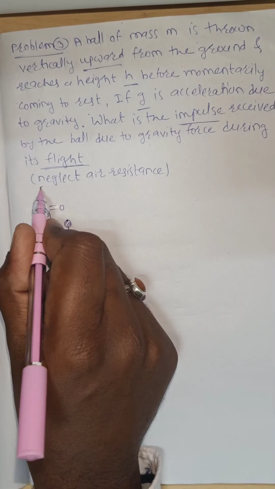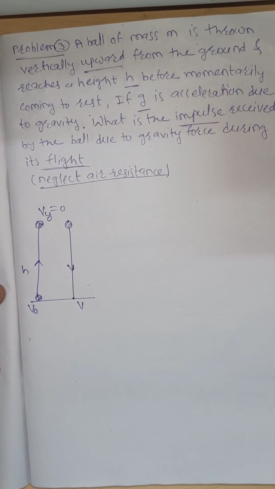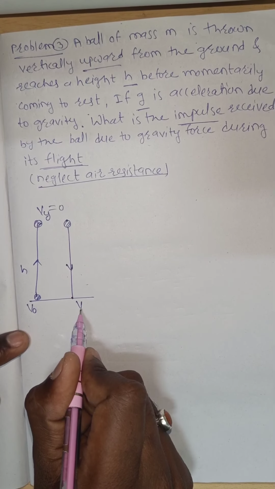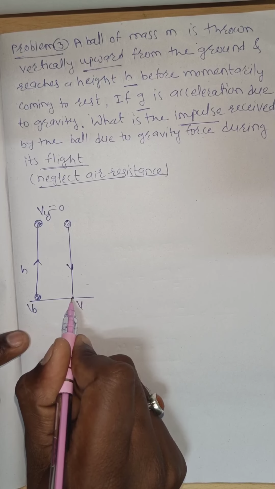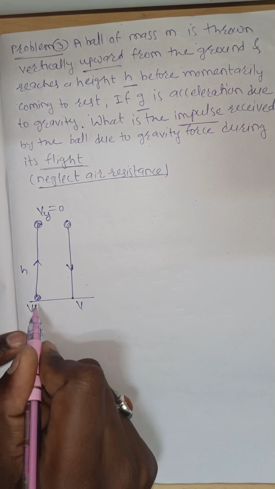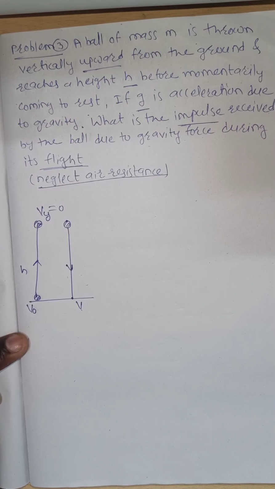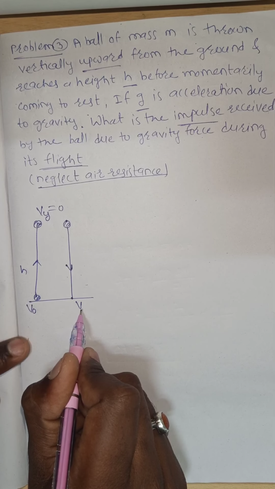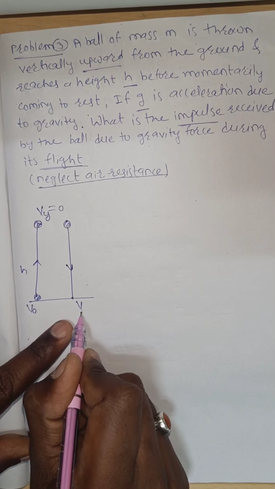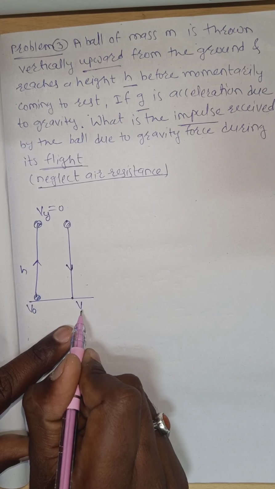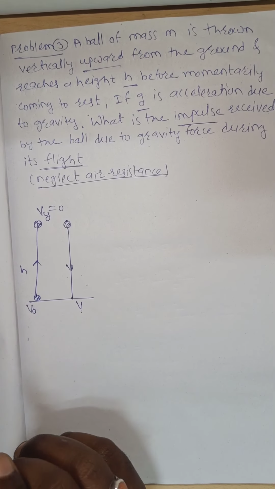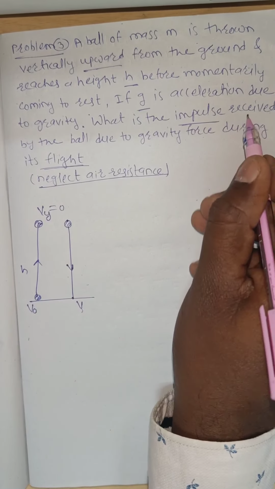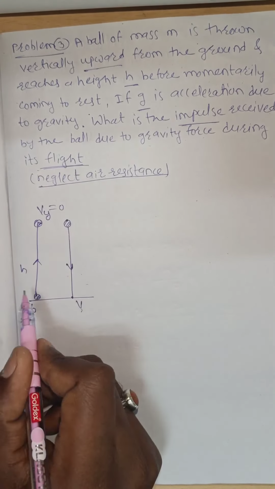If we neglect air resistance, then whatever the velocity when the ball reaches the ground is the same as the initial velocity. Now in that case we have to find the impulse during its flight.